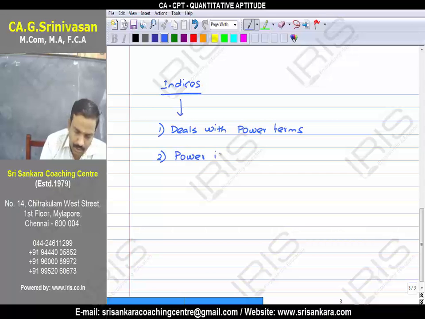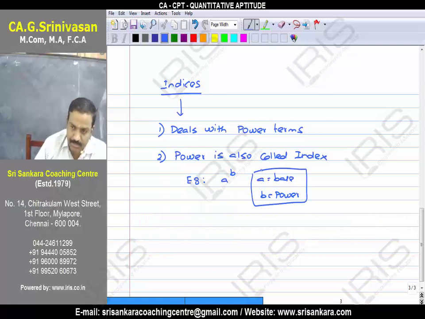Power is also called as index. Indices means it's a plural term. Singular is index and plural is indices. For example, suppose if I say a power b, here a is called as base and b is called as power.